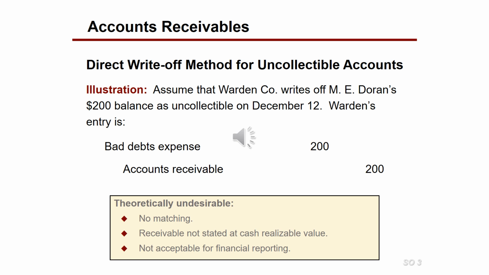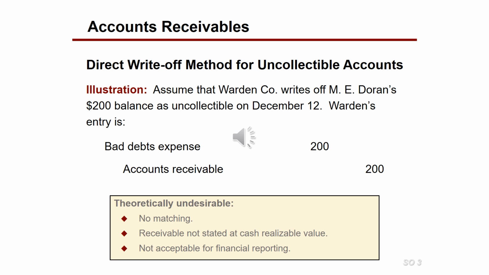Instead of creating an allowance, we could also directly write off that uncollectible amount, but as we said, this is not in accordance with GAAP, so it's not really allowed for standardized financial reporting. But for the sake of learning, let's just look at this quick example.